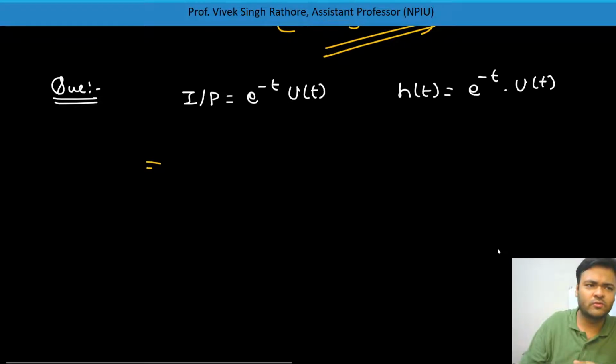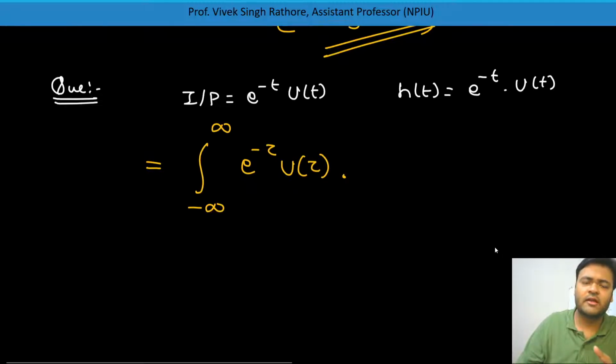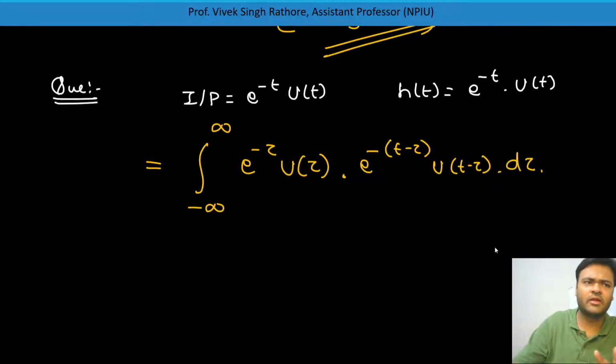You just need to do the integral from minus infinity to infinity. The input is there, you just change the domain: e to the power minus tau u of tau. Next, whatever h(t) is there, you need to change the domain to t minus tau, first tau, then reverse, and then shift. So e to the power minus (t minus tau), and u of (t minus tau), and d tau. Simple, nothing more than that.